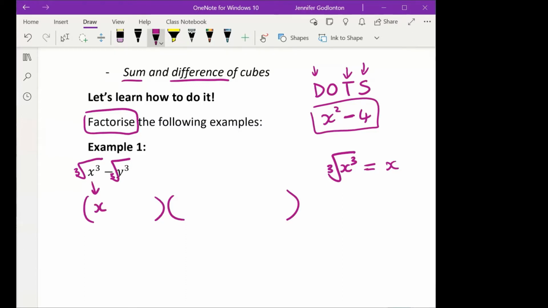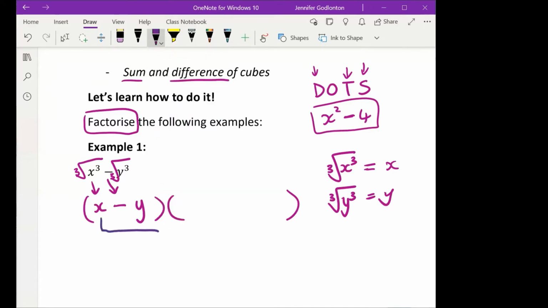Cool. Then we keep this exact sign. So if it's a minus sign, we keep that sign. We keep whatever sign it is. And then we put in the second term. What is the cube root of y cubed? Y. Yes. Nice. Okay, and that's our first bracket done, which is awesome. Now we move on to our second bracket.